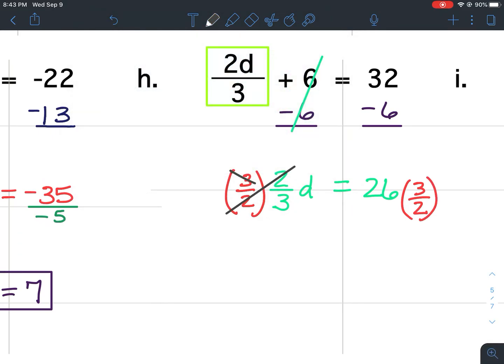So this cancels and this cancels. Now, if you want to, you can reduce first, or you can simply put it in your calculator as 26 times 3/2. It doesn't matter to me. If you didn't have a calculator and you needed to do it in your head, then I would reduce. 2 and 26 are both divisible by 2. 2 divided by 2 is 1. 26 divided by 2 is 13. So really I'm just taking 13 times 3. But again, you don't have to do the reducing there. You can simply put it in your calculator to get your final answer. And my final answer would be d equals 13 times 3, which is 39.